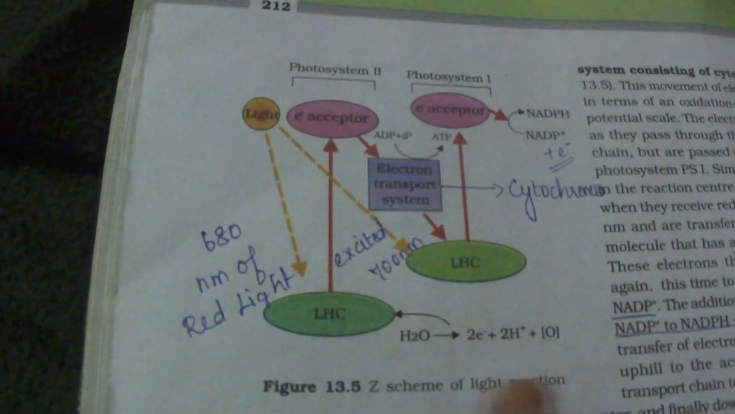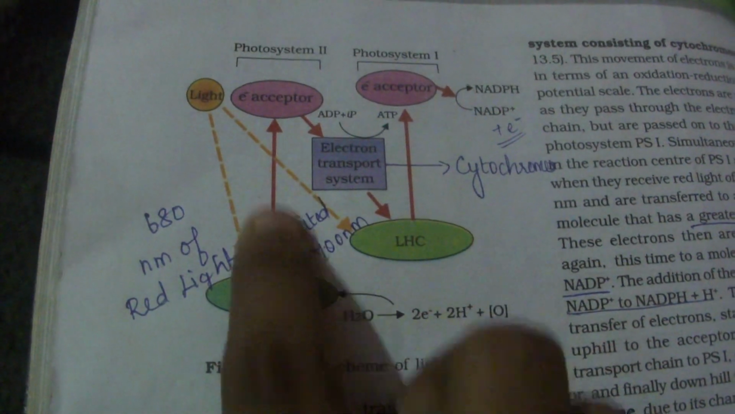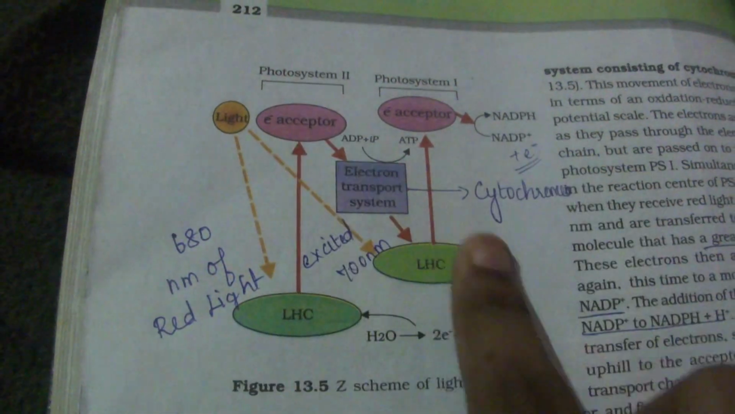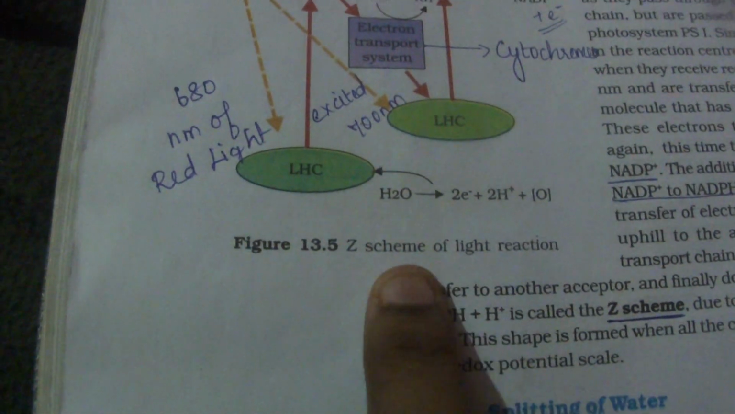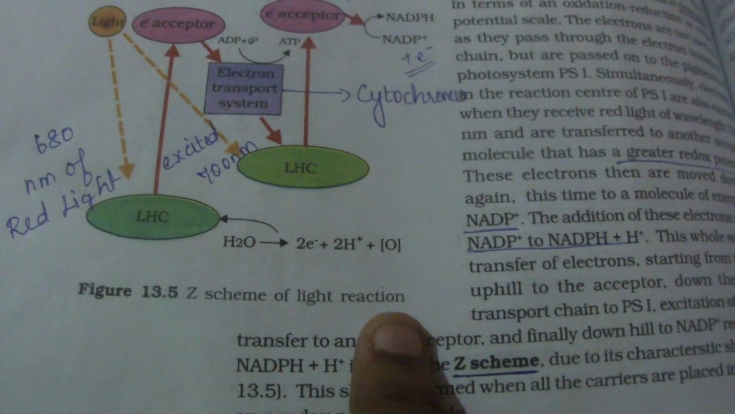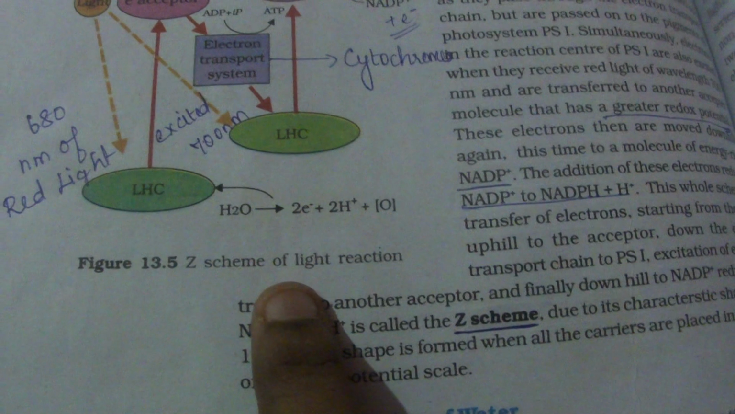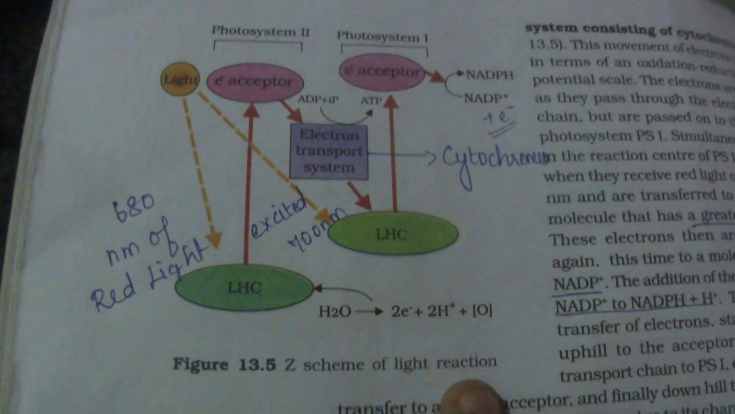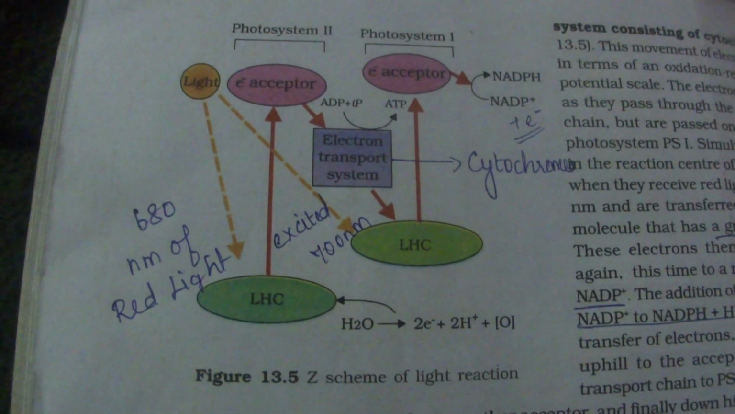This is the complete process, and as it looks like a Z, it is known as the Z scheme of light reaction. How is it called? Z scheme of light reaction. So this is the Z scheme of light reaction.